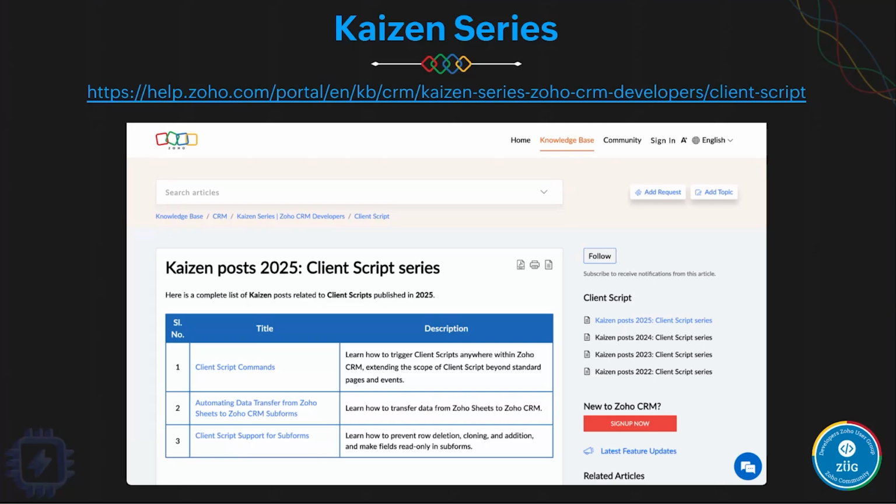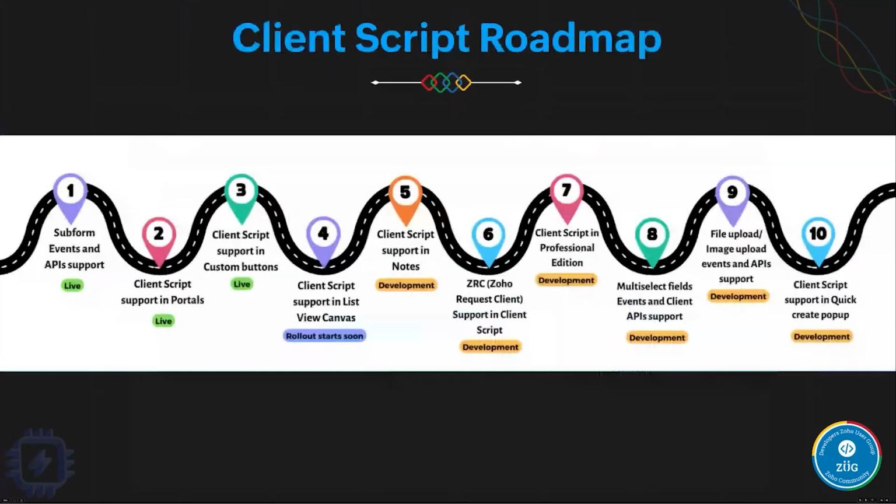So even the code you'll be able to find in the code samples in the documentation that the client script team has already compiled. So this is the roadmap of the features. Like I said, custom buttons is almost done. It's almost out in all the DCs, and the canvas list view rollout is starting really soon. And we have a lot of things lined up. So as we keep coming up with the updates, we'll be adding more sessions and we'll be bringing those updates to you, so you can use these client script updates in your businesses and use cases.